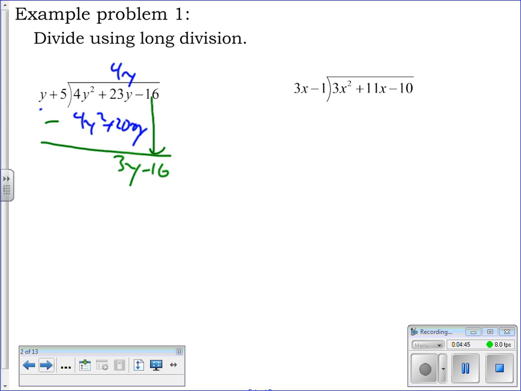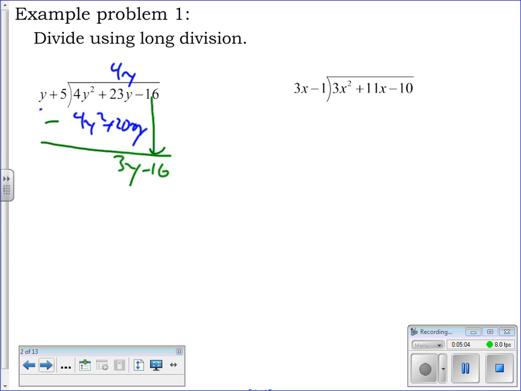Okay, you see what's going on here? It works just like regular long division, same process. Now, once again, the 5, I don't care about the 5 when I'm doing how many times does it go in. I don't care about the 5. It's just along for the ride.